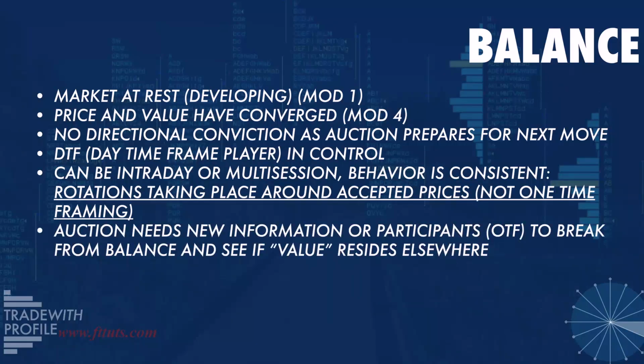To break out of this mode, the auction needs new information, or it needs participants to break from balance and see if value resides elsewhere. When you're in a balancing situation where price and value converge, as we talked about in module 4, everyone believes that there's a fair price, and it will stay that fair price until something shifts the fundamental understanding of where value is, and then the auction will go off in a discovery to try to find out where that is.